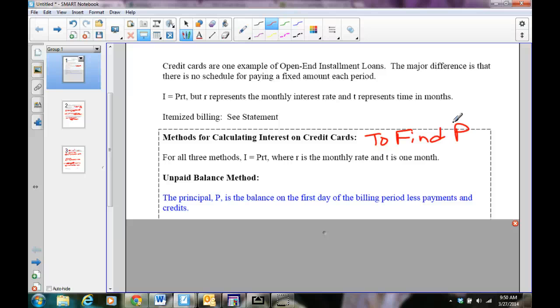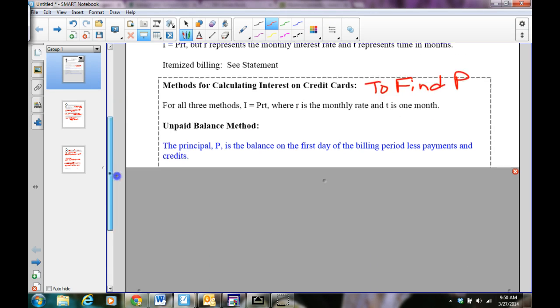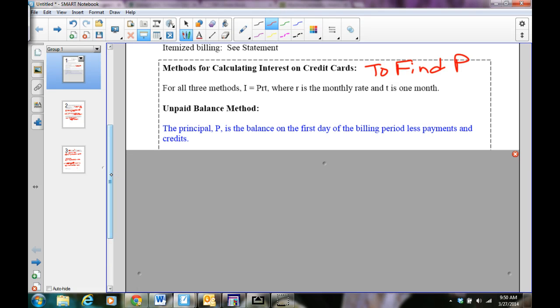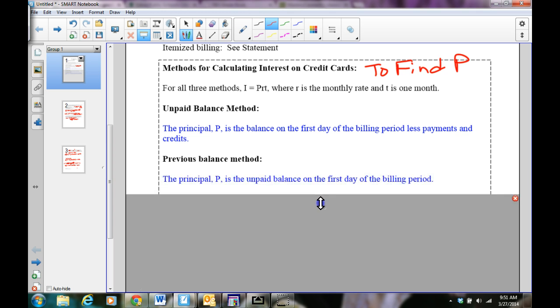So, the unpaid balance method, that's where the principal is found by looking at the balance of the first day minus the payments and the credits. The second one is the previous balance method. So the principal is found by just looking at the balance on the first day of the statement. It doesn't even take into account your credits.